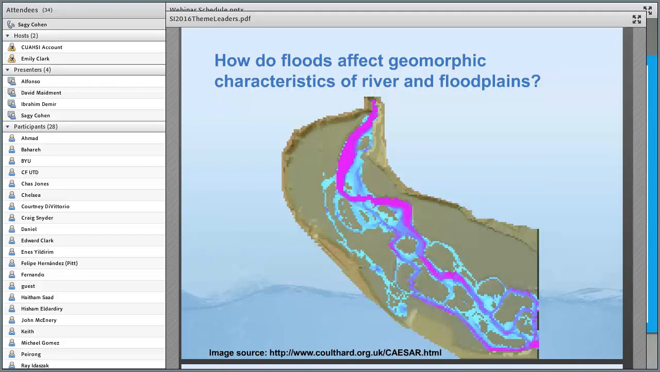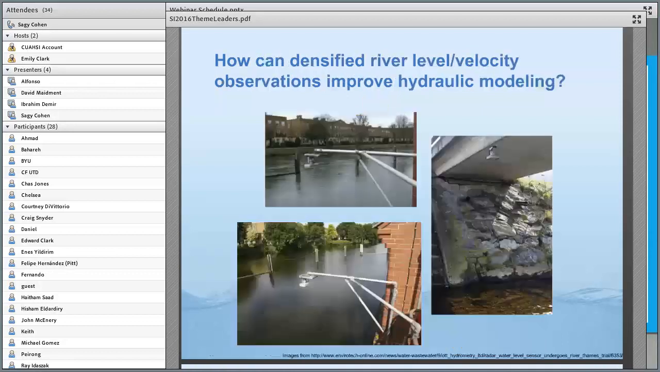So getting a sense of how floods themselves change river channels and therefore influence future flood events, I think, is another potential area of research using geomorphic modeling. And then finally, I think this overall question is how can we use these densified observations to improve hydraulic modeling? Just like the availability of high-resolution topographic data with LIDAR has really transformed the study of Earth's surface processes, having densified hydrology and hydraulic measurements can do the same thing for our study of rivers and flooding.